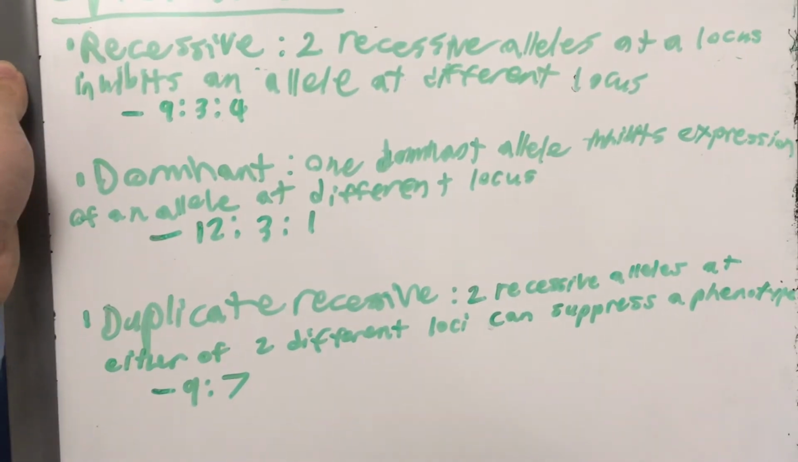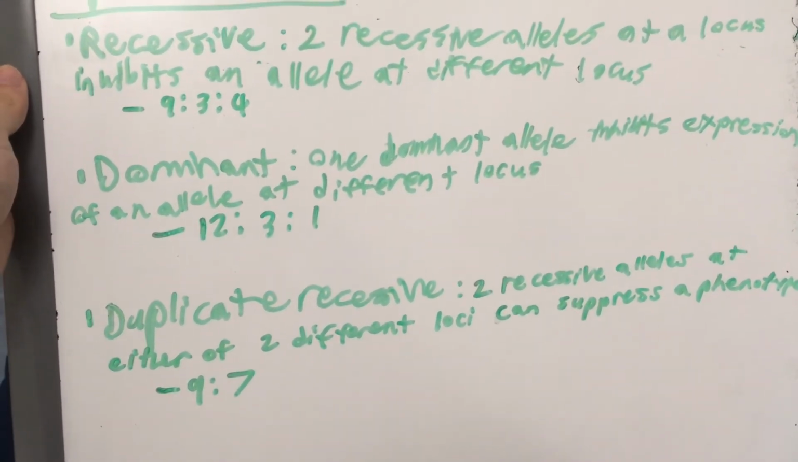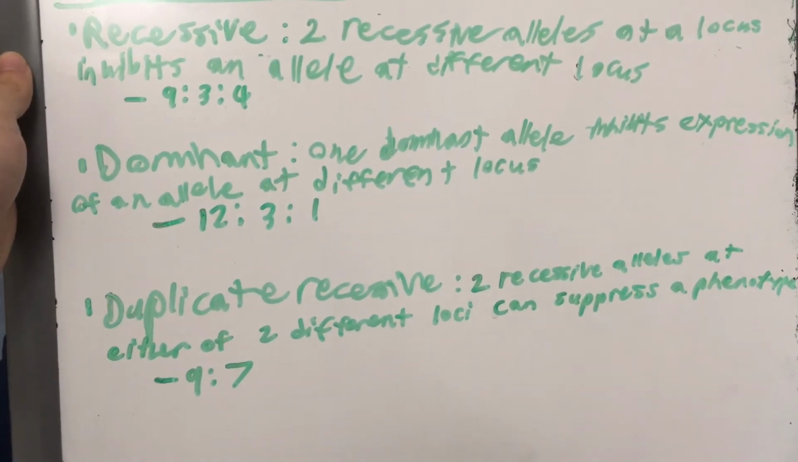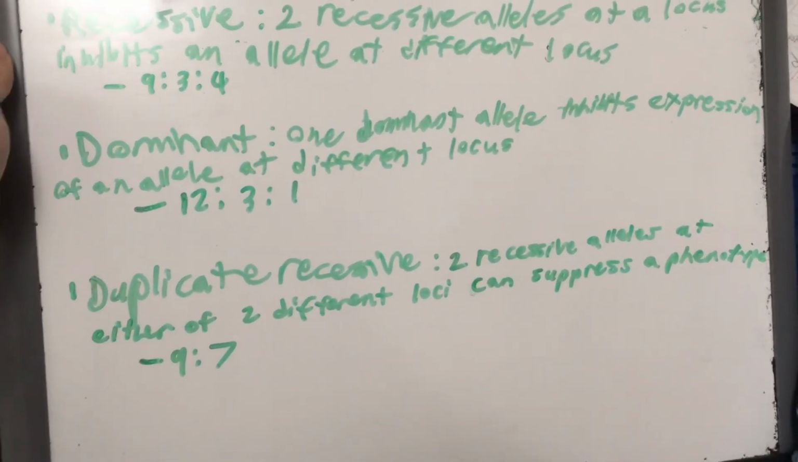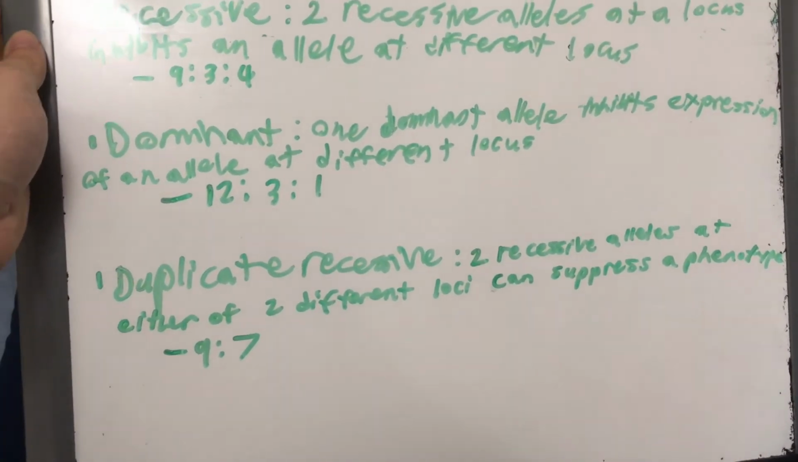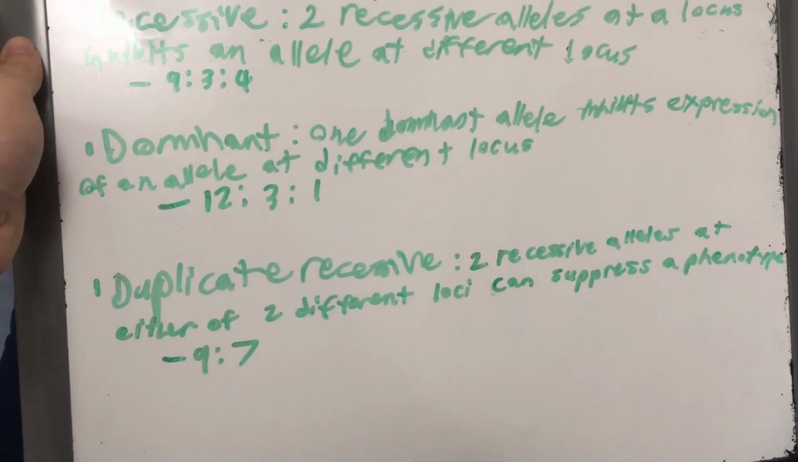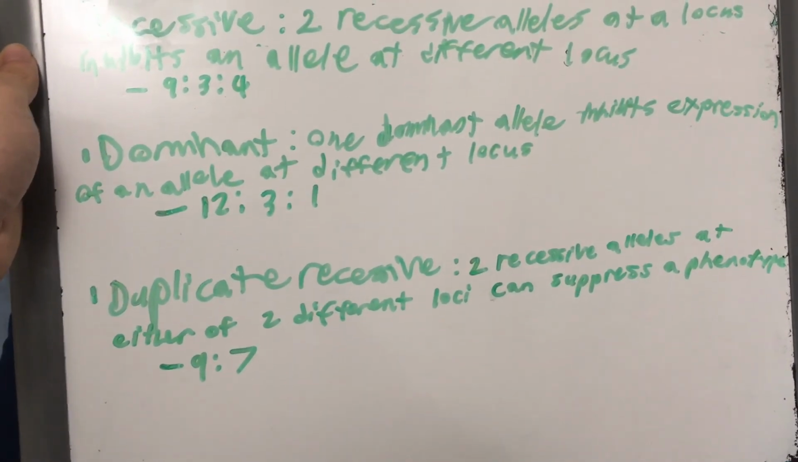Dominant is when one dominant allele inhibits expression of an allele at a different locus, and the ratio is 12:3:1. And duplicate recessive is when you have two recessive alleles at either of two different loci, and they can suppress a phenotype, and that's a 9:7 ratio.